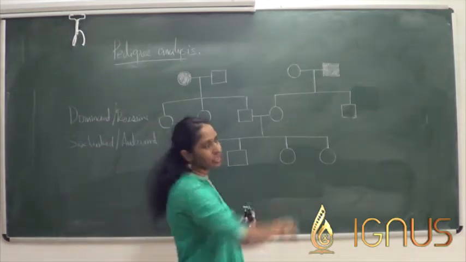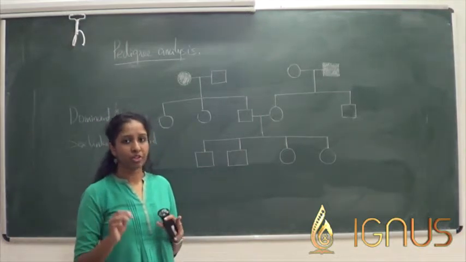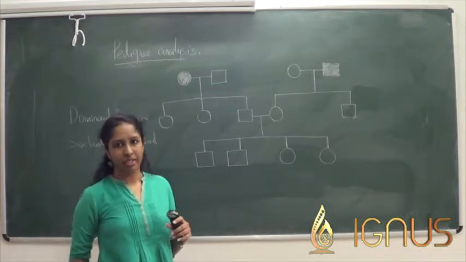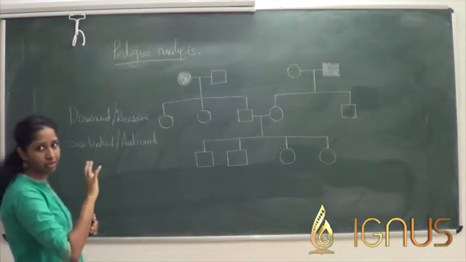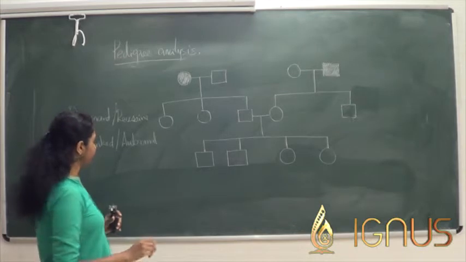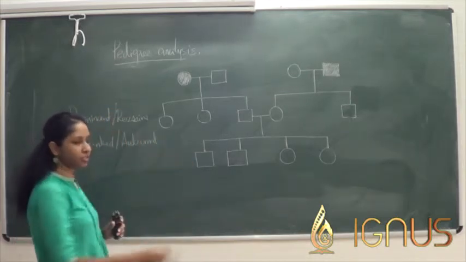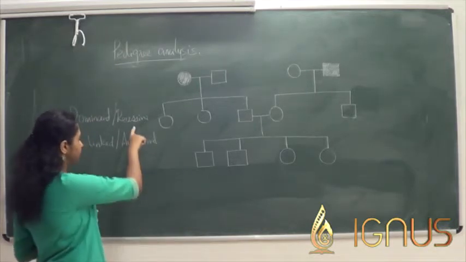If there are squares filled in like that one there, it's an affected male. So we need to figure out what kind of inheritance pattern is there in this pedigree analysis chart. Inheritance pattern, like I said, can be of two types. It can be either a dominant or recessive inheritance pattern. So the trait is a dominant trait and is being passed on from generation to generation. That is one of the inheritance patterns.